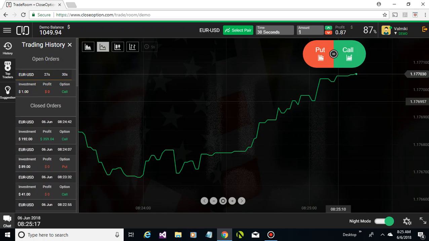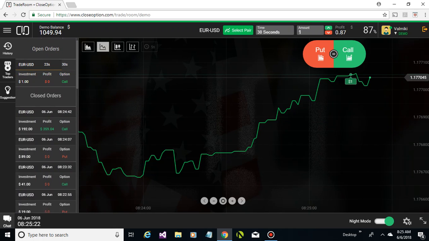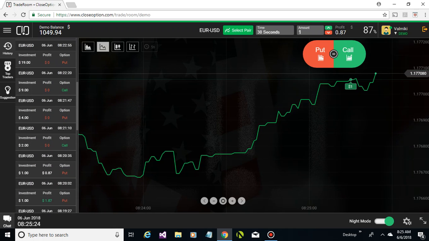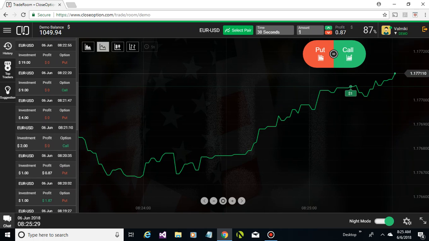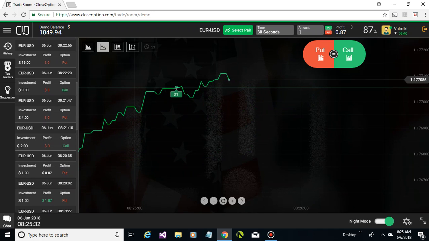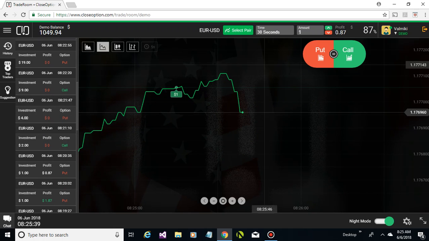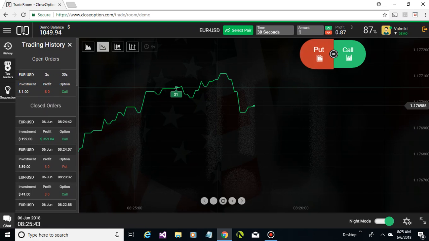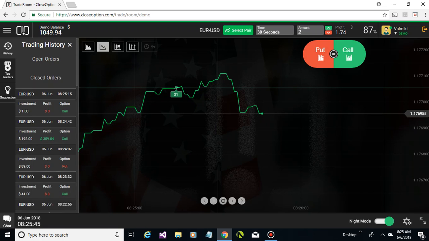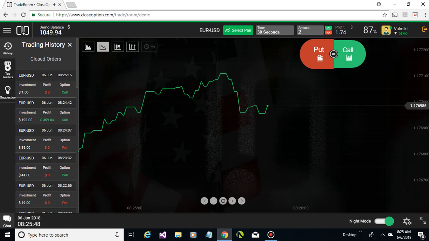So technically we should not have gone to that level of 192 because of the indecision on this trade where you see a break even. This should have been a put, it should be a 1, this would have been a call, sorry, this would have been also a put. We'll analyze that trade later, but right now let's go ahead and place our next trade.